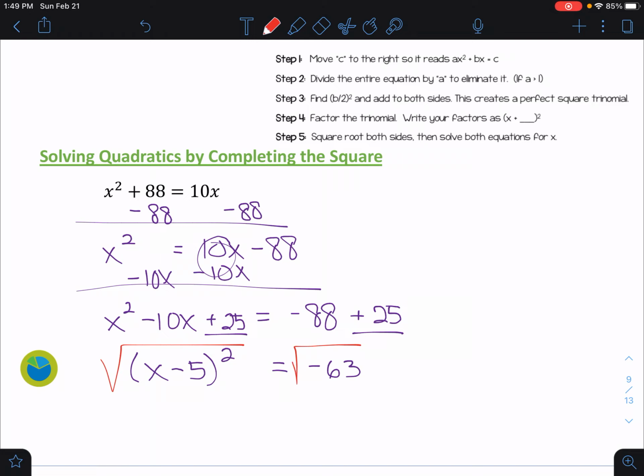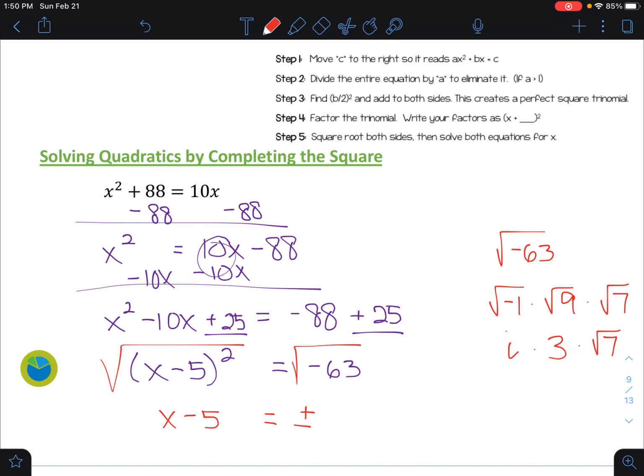Square root. This is going to be x minus 5 equals, all right, well, plus or minus. Now we've got this situation going on here. So we've got negative 63. So what is that? Well, we've got negative 1 times 63. The biggest perfect square that goes in there is 9, but it's also that negative. So I got 3, and I got that 7. Square root of 7 is not going to change. So I'm going to write plus or minus 3i root 7.